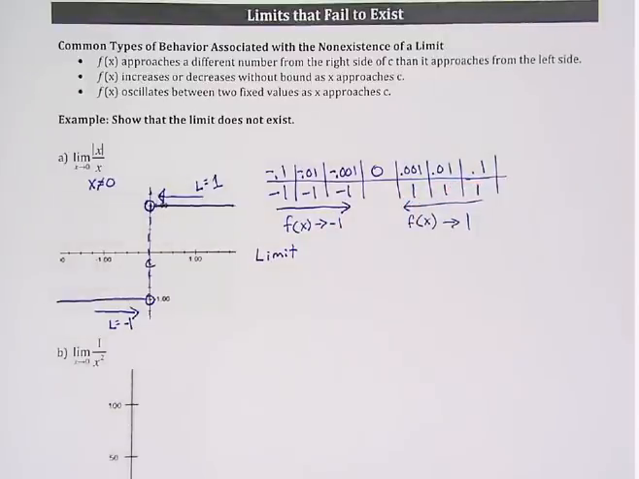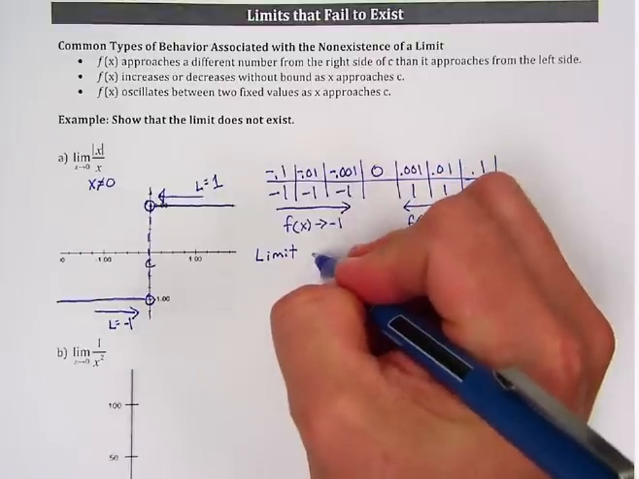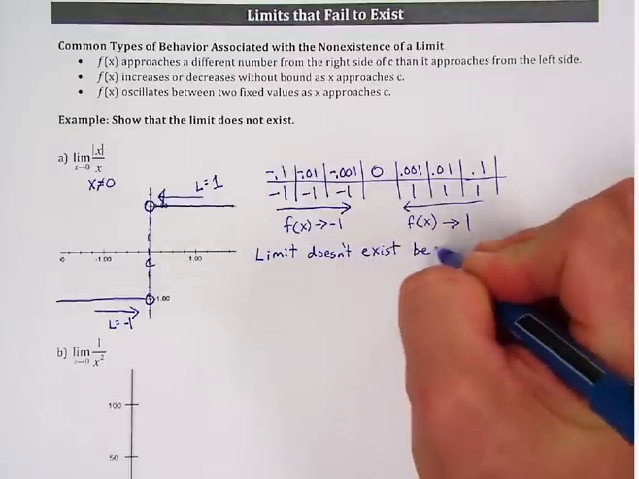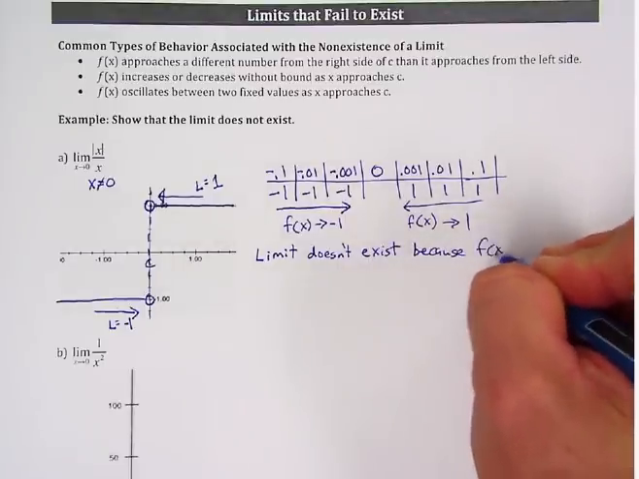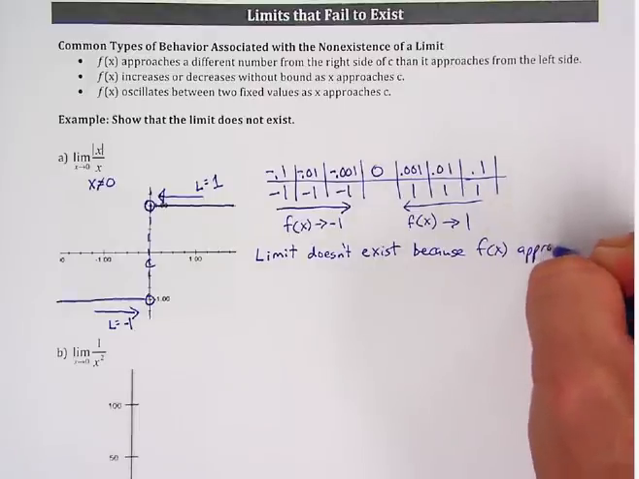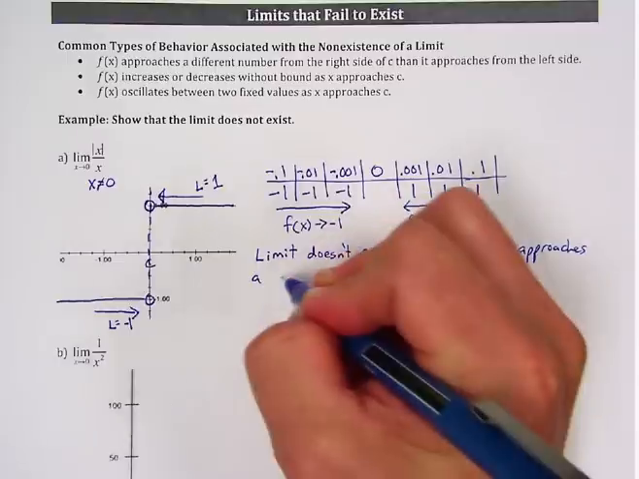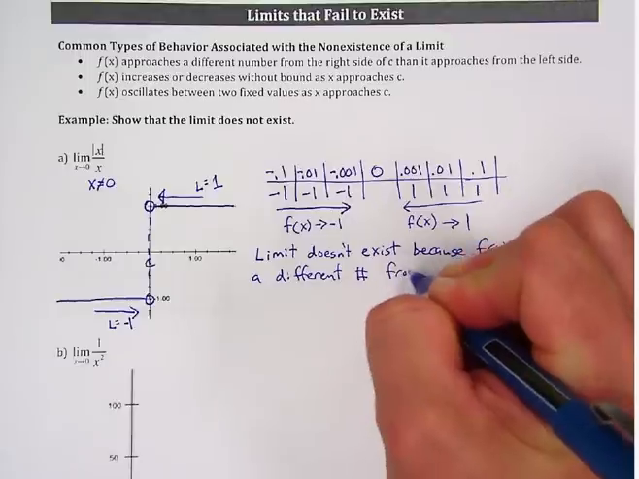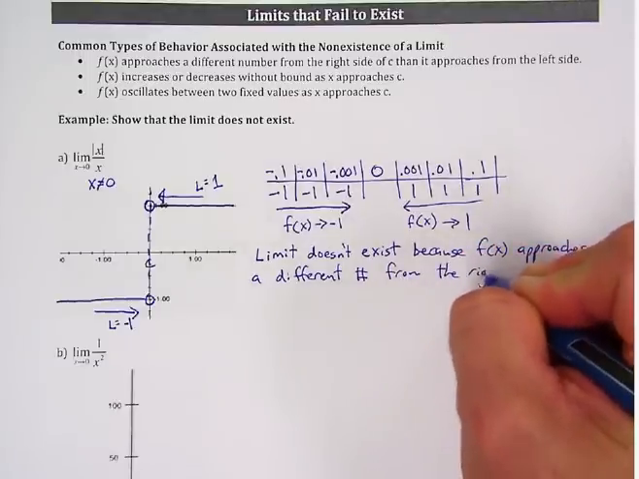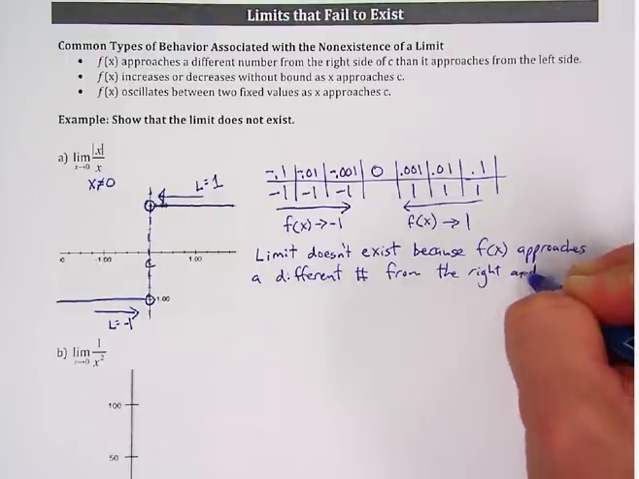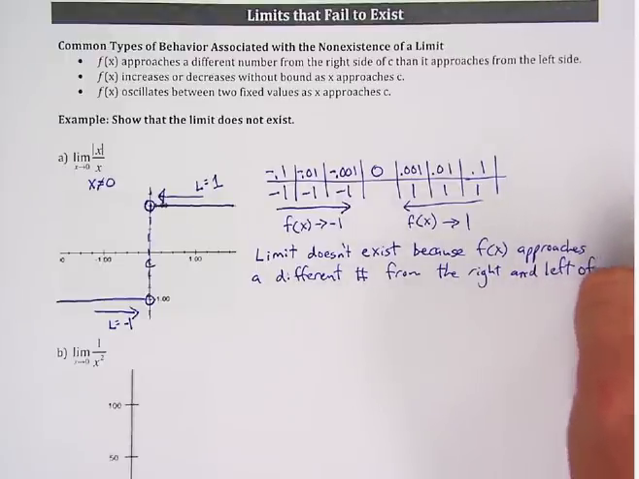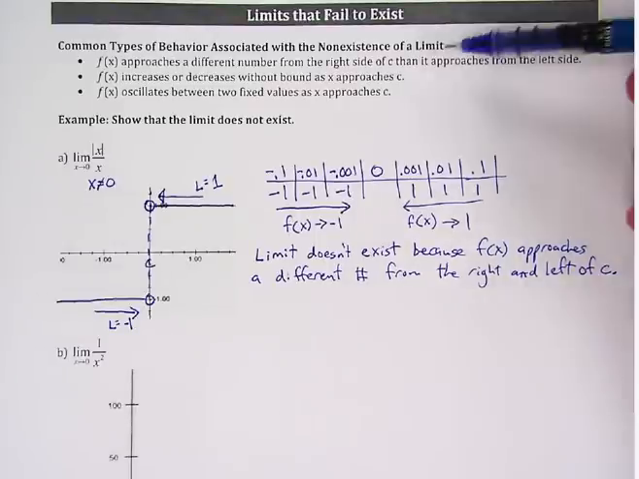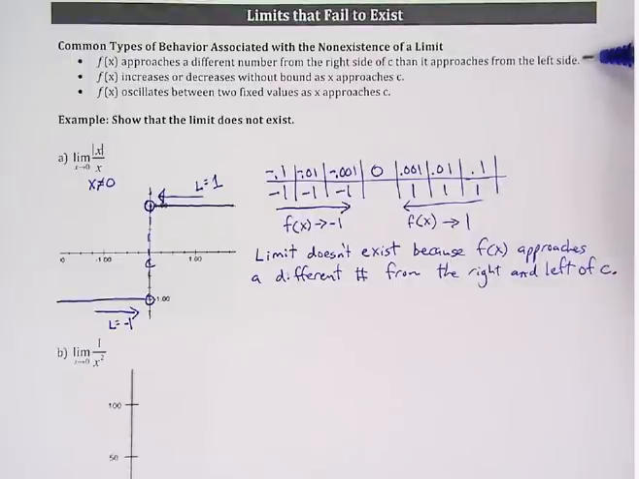So for our answer, we want to explain this a little bit. We want to say the limit doesn't exist because f of x approaches a different number from the right and left of c. So you do want to give a little explanation, and that highlights our first point right up here.